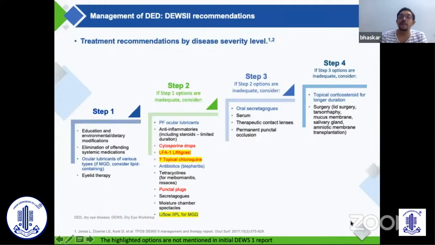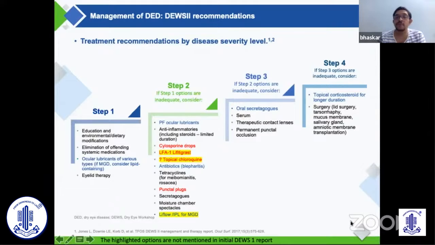You could look at punctal plugs as temporary measures in step 2, and if it progresses to step 3, you're looking at a permanent occlusion with either a cautery or a permanent plug, or you're looking at therapeutic contact lenses such as the PROSE lenses or biological substitutes.